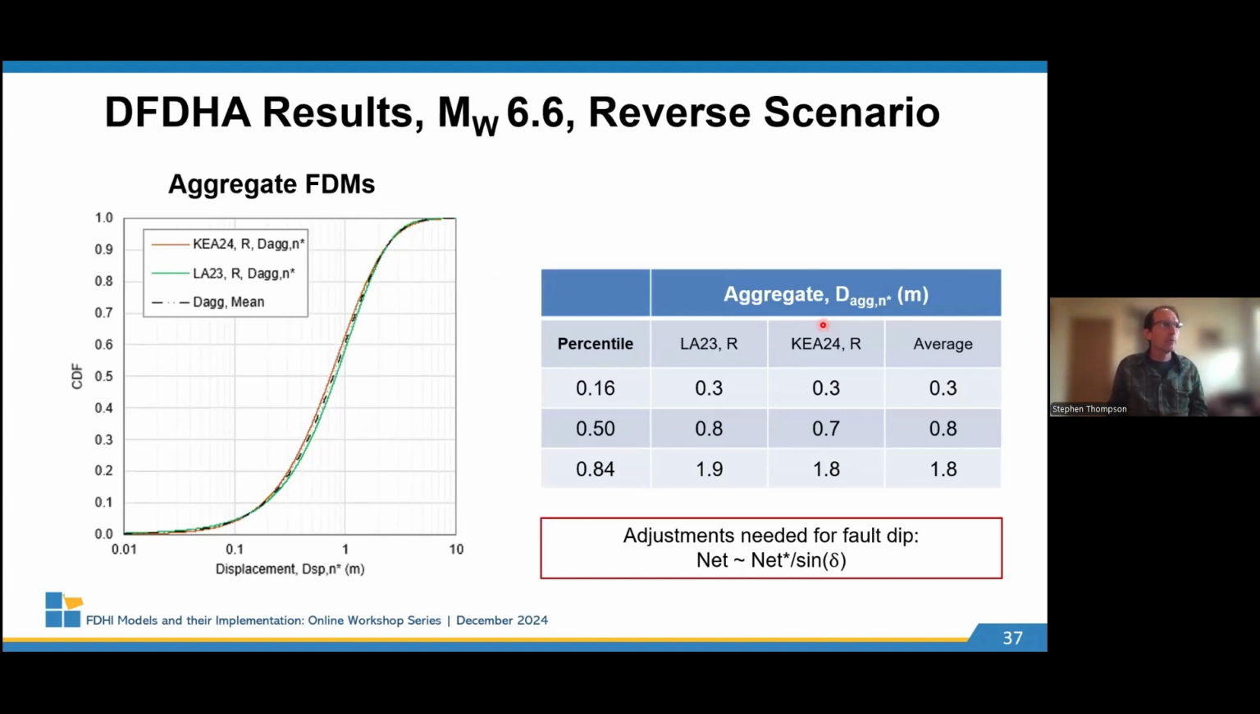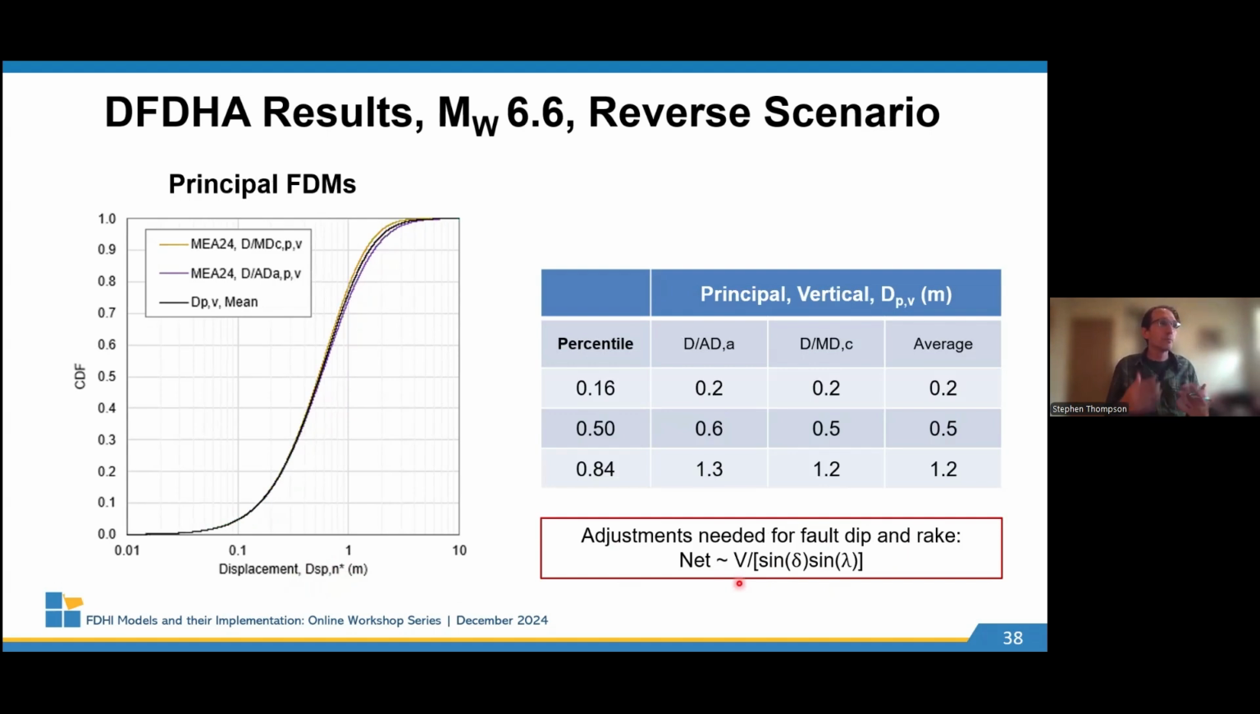So here are the type of deterministic results that we're getting. For the aggregate displacement models, it's surprising that there's such similarity between the Lavrentiadis-Abrahamson and the Kuhn et al. models for aggregate. Again, for reverse fault scenarios, adjustments are needed if we want net displacement. The recommendation is to take the net star displacement metric that they're able to solve for and divide it by the sine of the dip, and the dip would be site-specific and subject to site-specific uncertainty.